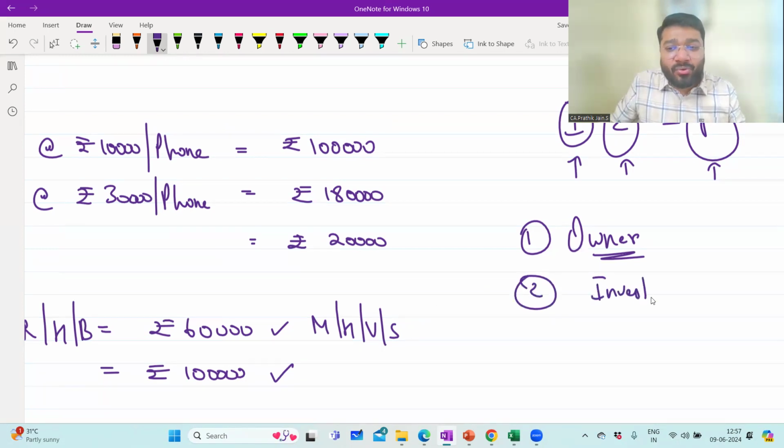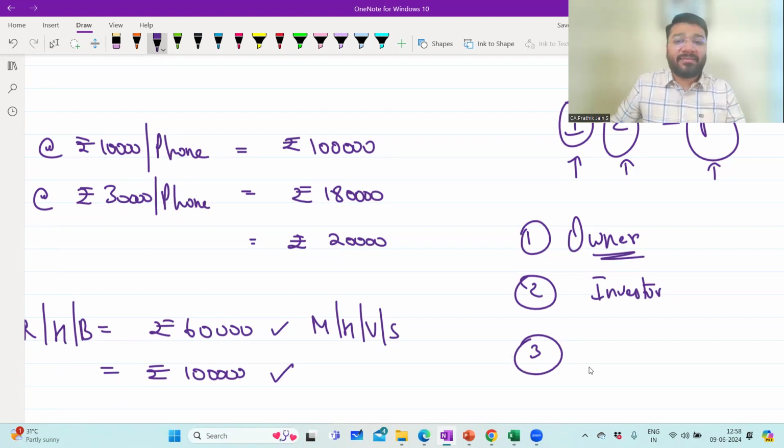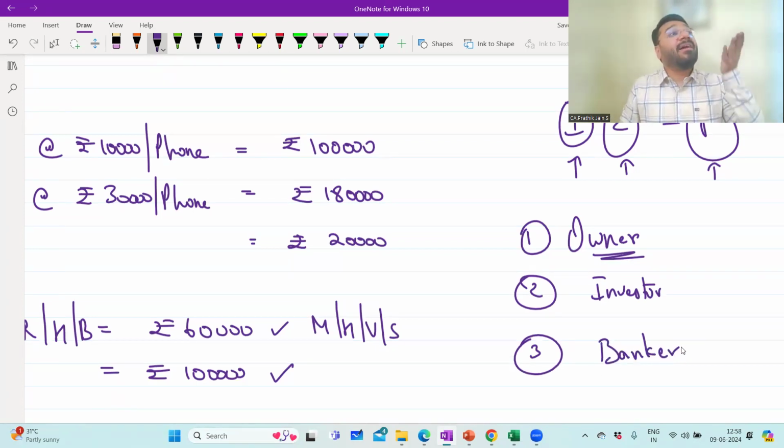Investor. Who is the investor? The investor is the person who has invested money in the business to earn what? Profit. Now the investor is confused. 60,000 profit? 1 lakh profit? 60,000 profit? 1 lakh profit? The investor is in trouble. Next, who is in trouble? Who is having difficulty? Who is feeling that pain? Sir, banker. Why banker? The banker has given the loan to you. The banker has lent money to you. You have taken a loan from the bank.